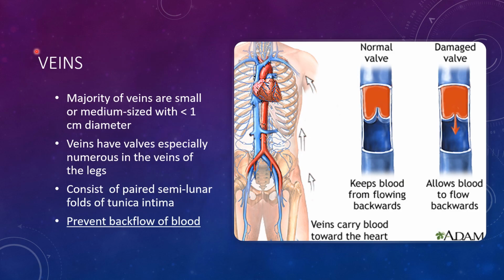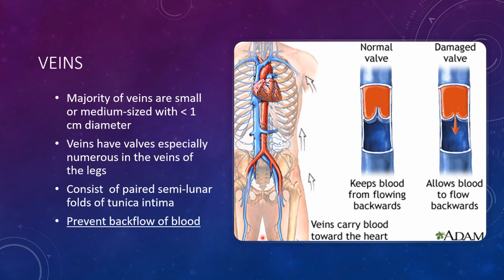Let's go to your veins. The majority of your veins are small or medium sized, with less than 1 centimeter in diameter. Actually, the veins have valves, especially the numerous veins in the legs. Usually, the calf muscles and the muscles of the feet need to contract with each other to squeeze the veins and push the blood upward, to keep the blood from flowing back down. So usually these veins contain a one-way valve.